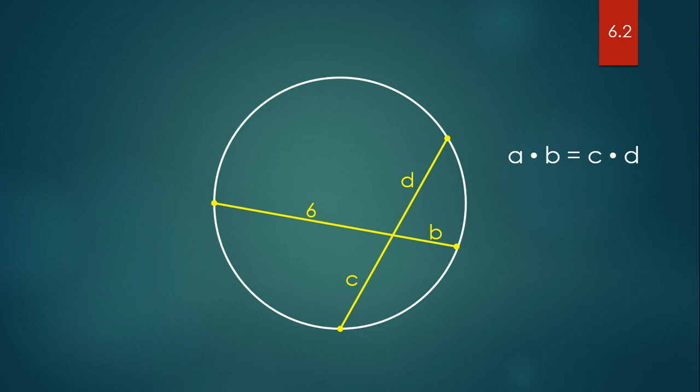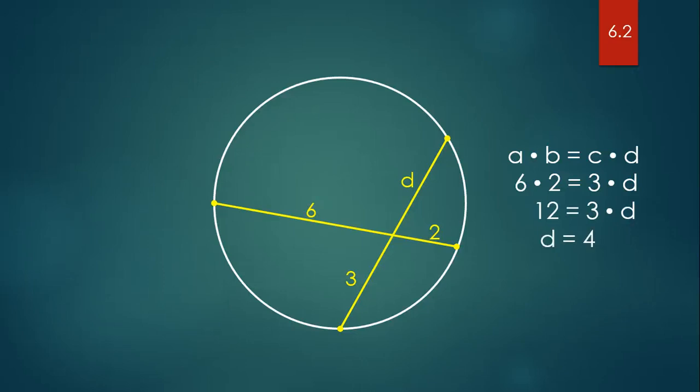Now suppose that this length is 6 and this length is 2. So that chord was 8 units long and it was split into two pieces. One is 6 units long, the other is 2 units long. And let's suppose the other chord has a part that is 3 units long, and we want to know how long the last part is. So we need to know what D is. Well, we know that the product of the two lengths on the one chord, so 6 times 2, has to equal the product of the two lengths on the other chord, so that's 3 times D, which would lead us to the result that D has to equal 4.